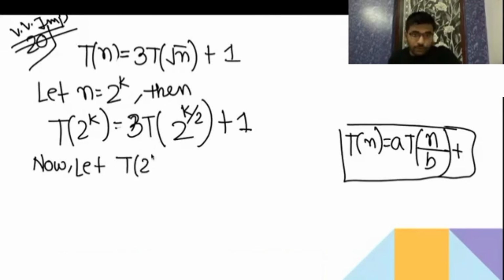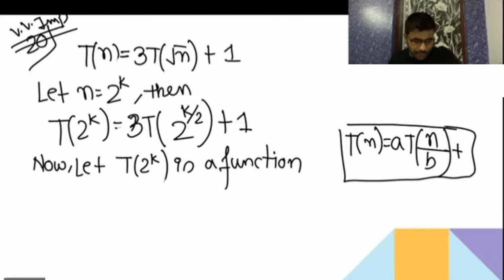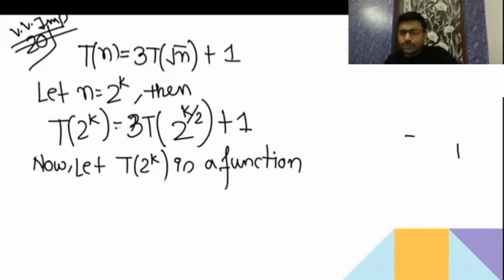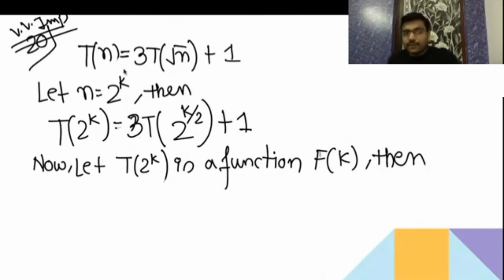Now you have to assume, let T(2^k) be a function of k. Anything you can assume, you can use any other function, but here I am assuming that T(2^k) is a function of k, f(k). Then see what I have done for this kind of equation.